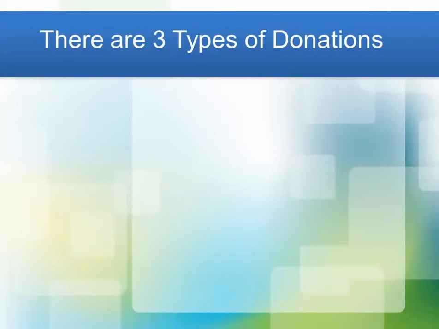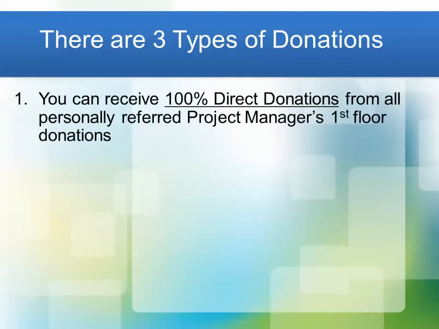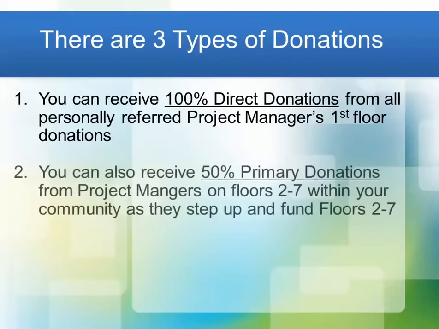There are 3 types of donations in our donation distribution formula. The first one, you can receive 100% of direct donations from all personally referred project managers, which we call first floor donations. Now you can receive, as a second type of donation, 50% primary donations from project managers on floors 2 through 7 within your community as you step up and fund floors 2 through 7.